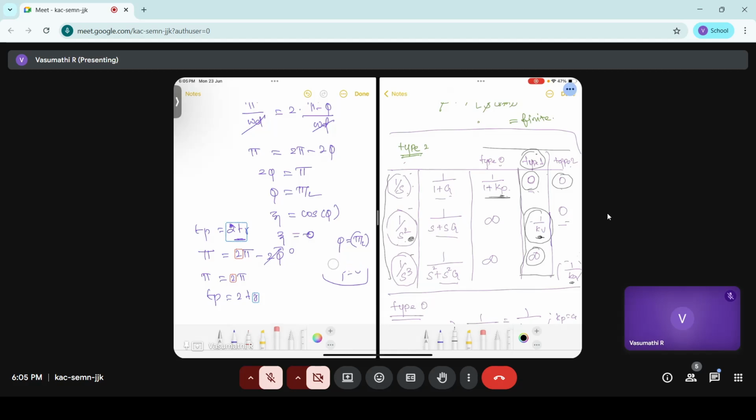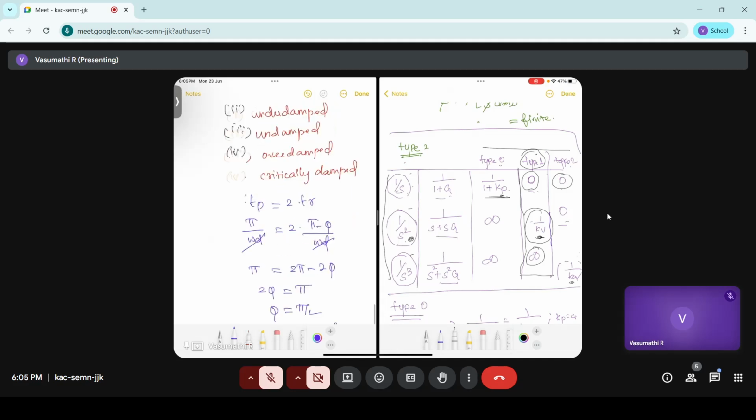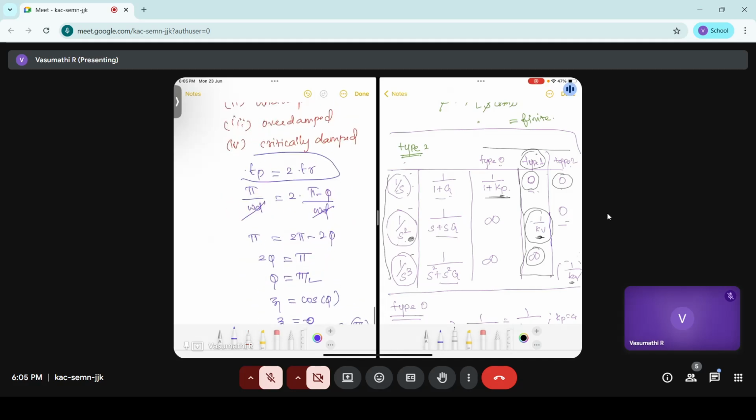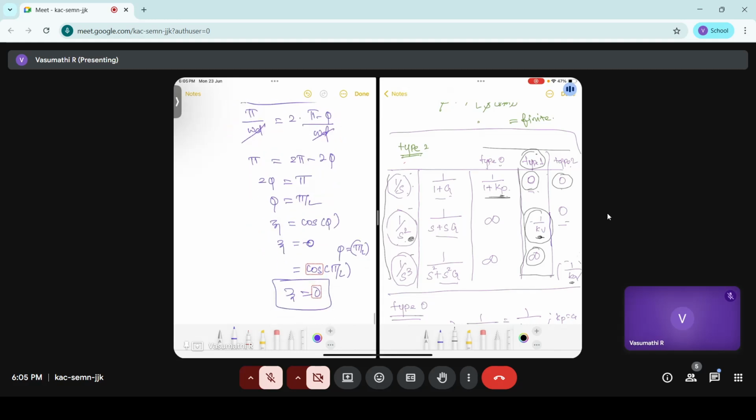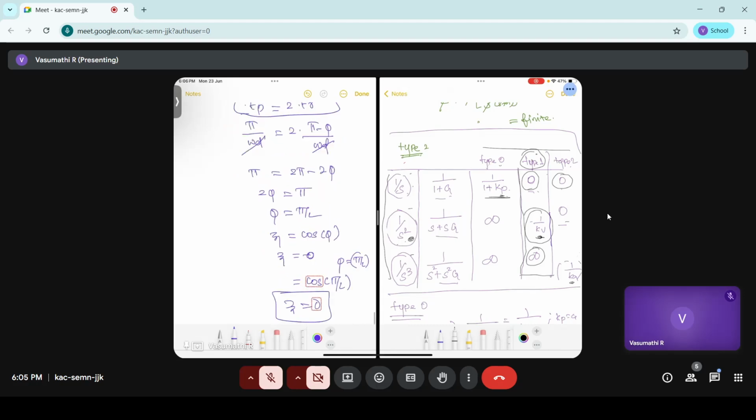You are right. The relation they have given is the input, so we should not equate it. From this relation, cos pi by 2, the zeta would be 0. That's correct. What we are comparing, Tr and Tp, is the input. Based on this, we are going to derive it. The way you derived is correct.